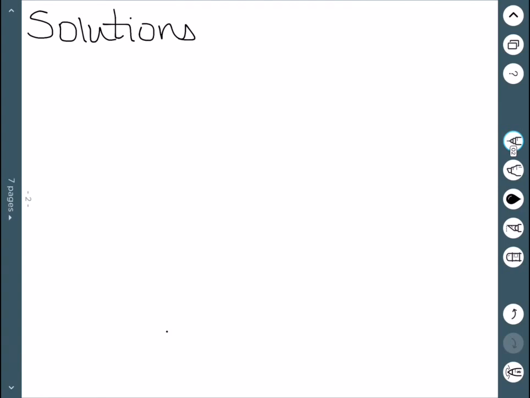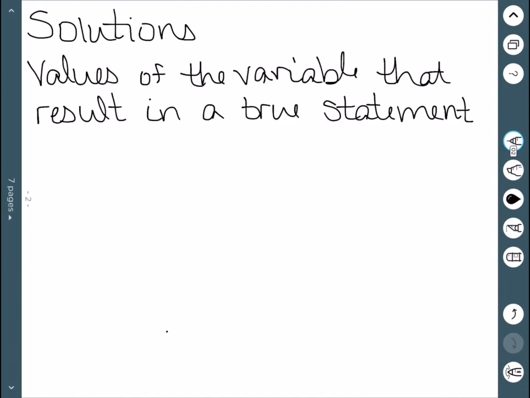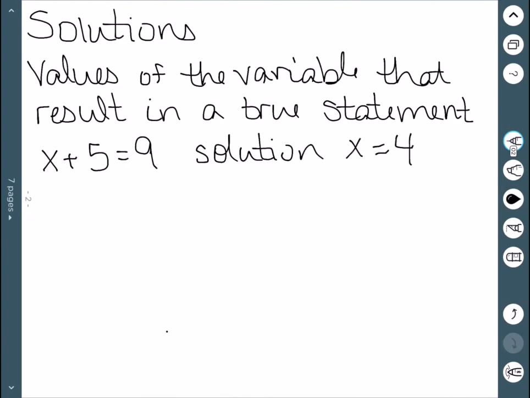We'll now look at solutions to equations. So this is really what we want, and the whole point of solving an equation is to find its solution. A solution is just different values of the variable that results in a true statement. So it's what we can do whenever it's true. For example, when we had x plus 5 equal to 9, our solution would be x equal to 4, because we know that 4 plus 5 is equal to 9.